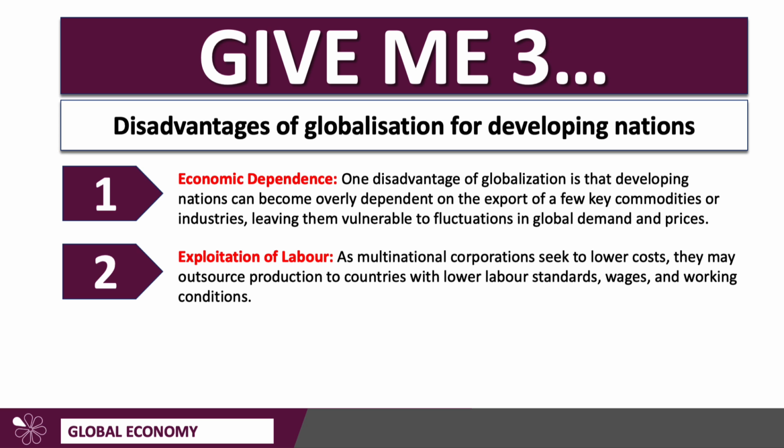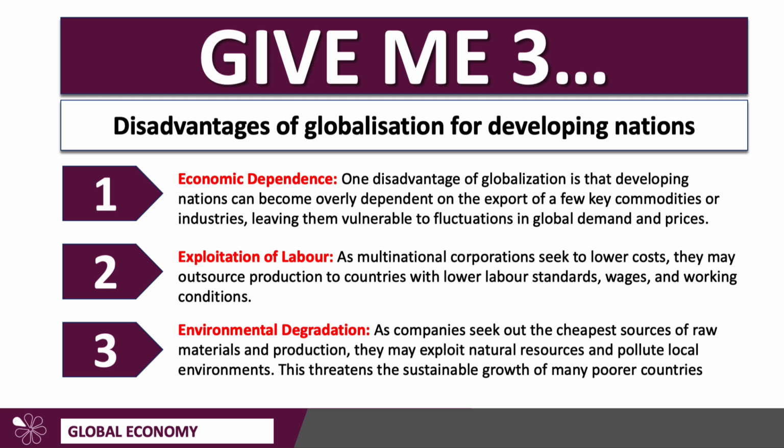A second potential disadvantage is the exploitation of labour. Particularly as multinational companies with monopoly power, they seek to lower costs, they might outsource their production to countries with lower labour standards, lower real wages and poorer working conditions. Indeed, according to the International Labour Organization, there are currently around 25 to 30 million people worldwide in forced labour, many of whom work in global supply chains.